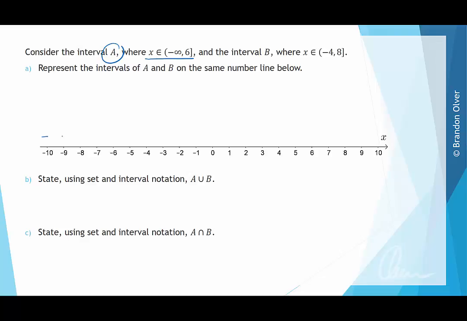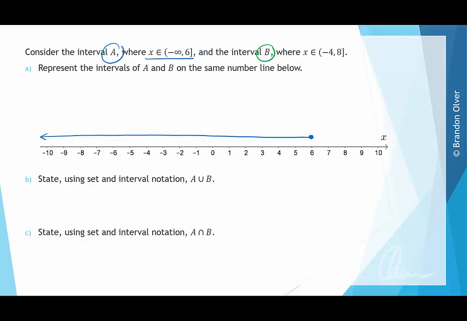So on a number line, that will go from there to there. And it keeps going off to infinity, so we use an arrow in that direction. And it stops at 6, and that point's included, so we use a coloured in circle at that point.